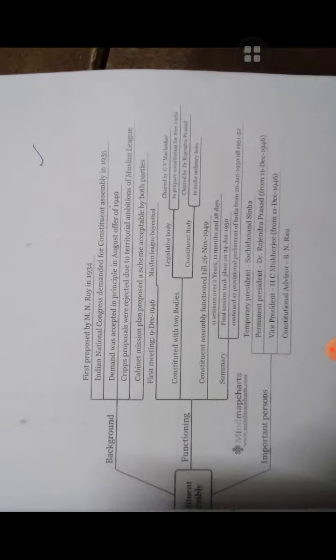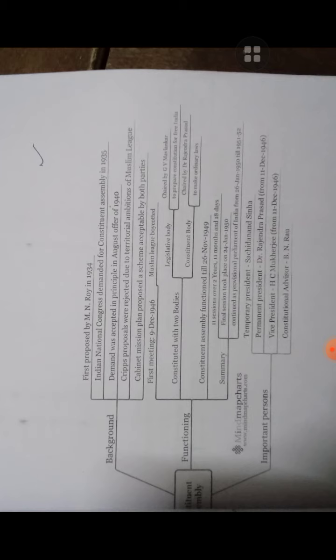Next one is the Constituent Assembly. It was first proposed by M.N. Roy. The Indian National Congress demanded it in 1935. The demand was accepted in principle in 1940. The Cripps proposals were rejected due to the territorial ambition of the Muslim League. The Cabinet Mission Plan proposed a scheme accepted by both parties. The first meeting was on 9 December 1946, and the Muslim League boycotted it.